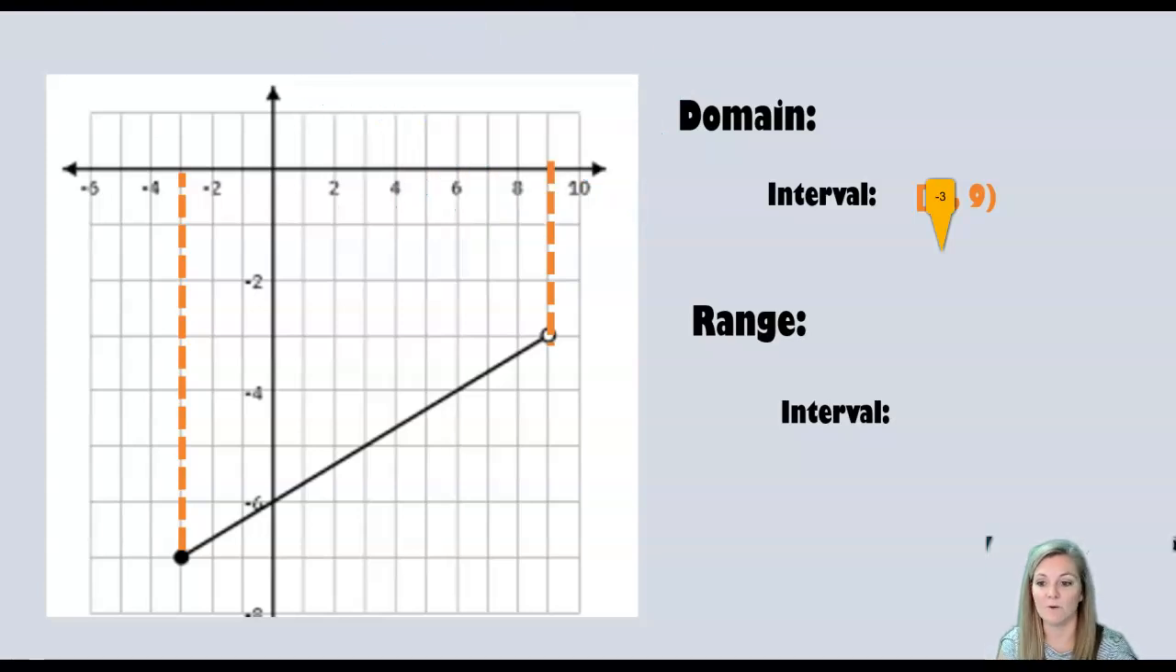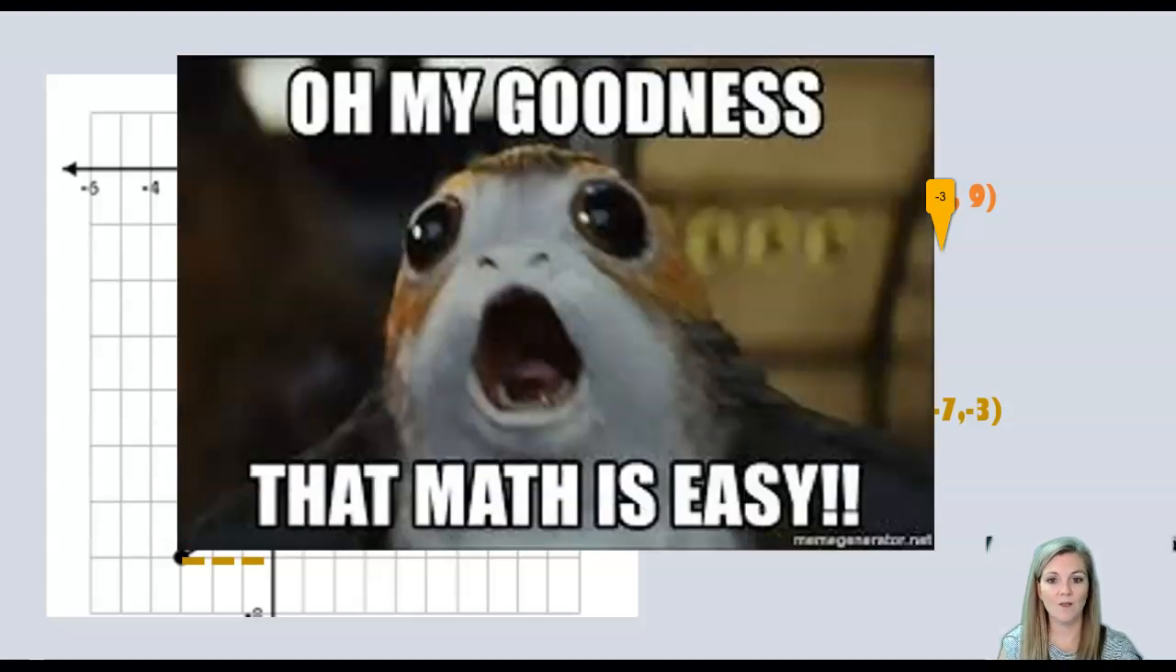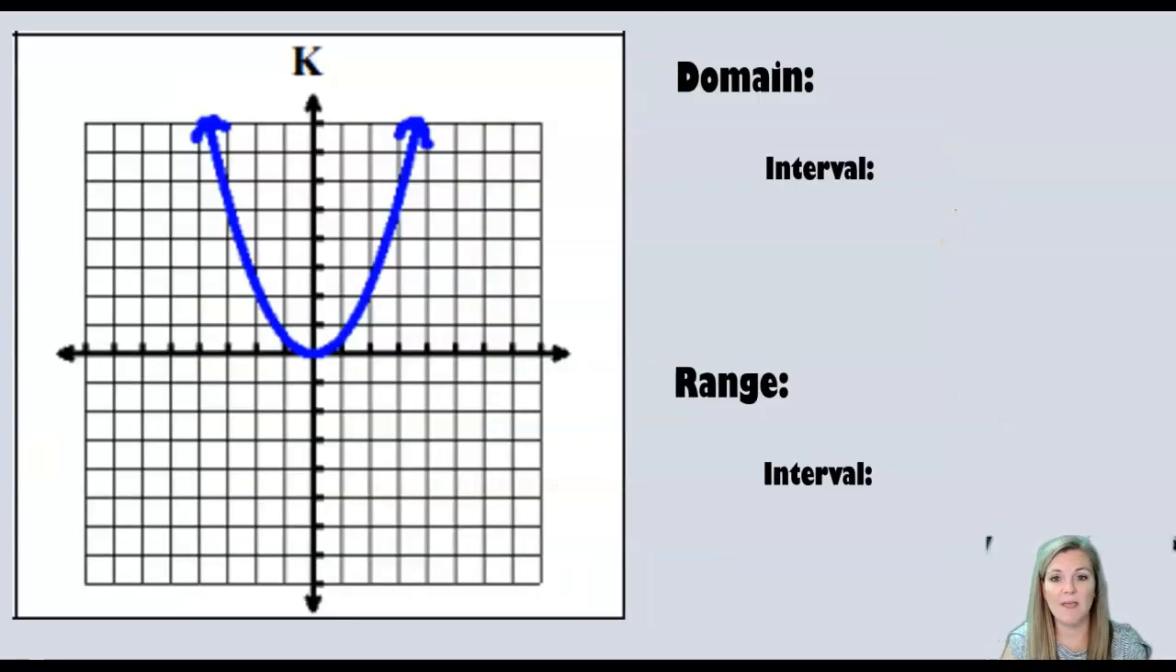Now range, how low does this go? It goes as low as -7. How tall does it go? -3. -7 gets a bracket because it's equal to. -3 gets a parenthesis because it's an open dot, so it's not equal to. All right, super easy, right? If it's open, it gets a parenthesis, closed gets a bracket. It's that easy. Now let's talk about one that might be a little weird.